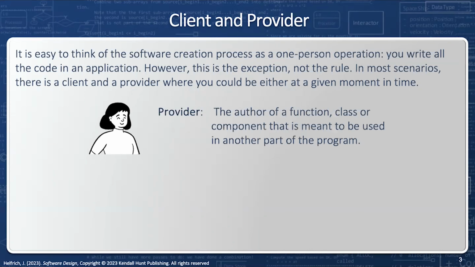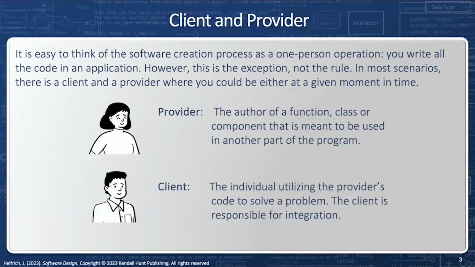And this is the author of a function or class or component that is meant to be used in another part of the application. When we're the provider, then we're going to be designing a class for the purpose of being used by someone else. And this is where convenience comes into play. Then there's the client, and this is the individual utilizing the provider's code to solve the problem. The client is responsible for integration.